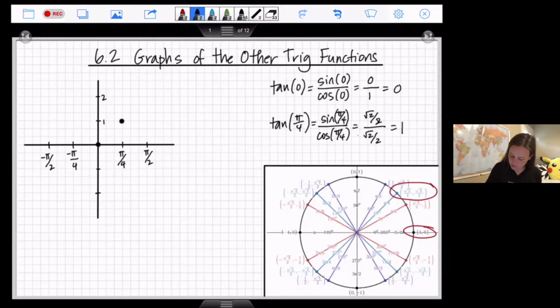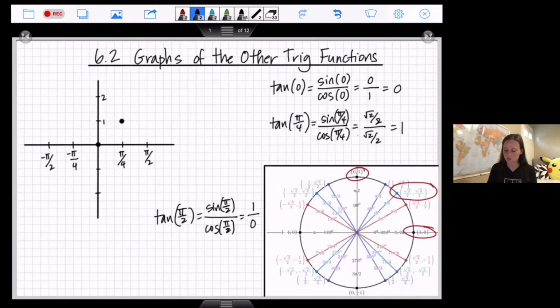How about tangent of pi over 2? I'm going to have to move over here. I'm up at the top of the unit circle here, (0, 1). So we're going to have sine, which is the y coordinate, over cosine, which is our x coordinate. So 1 is the y coordinate, 0 is the x coordinate. That is undefined because we can't divide by 0. So this looks like those cases with rational functions where we get vertical asymptotes, and that's exactly what happens at pi over 2. You can't find tangent of pi over 2. So we're going to throw in a vertical asymptote at pi over 2.